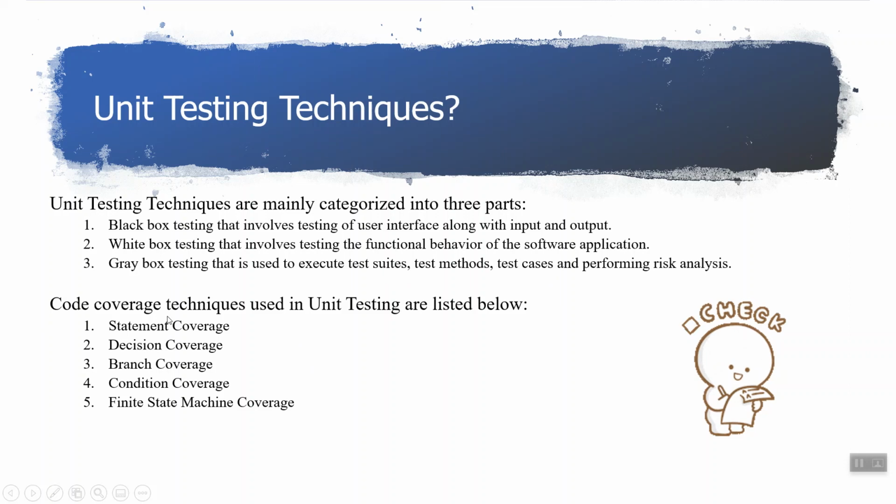Good code coverage techniques used in unit testing are below. The one is statement coverage, decision coverage, branch coverage, condition coverage, finite state machine coverage. These are the different code coverage techniques used in unit testing.